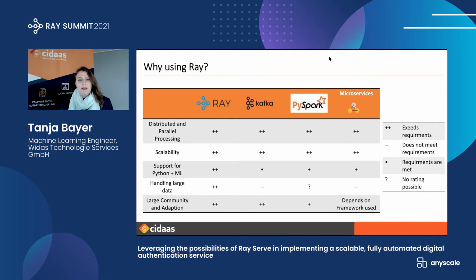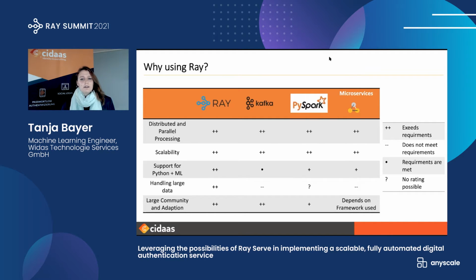Kafka, which we already had in place in some of the projects before. PySpark, which we also didn't use so far. And the classical microservice architecture, where we already have some experience, and where we have a lot of different frameworks which can be used in Python, for example, AIOHTTP or FastAPI.